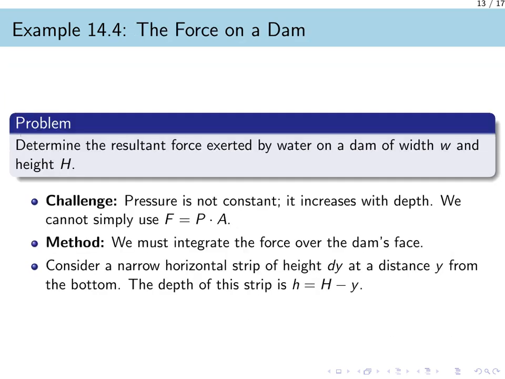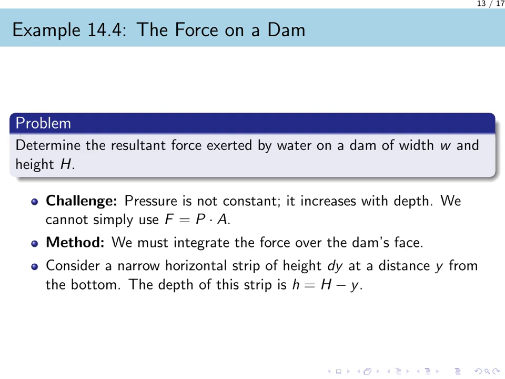Let us work through an important example: finding the total force that the water behind a dam exerts on its face. This problem is a great application of our pressure-depth relationship, but it comes with a challenge. The pressure is not constant over the entire face of the dam. It is lowest at the surface and greatest at the bottom. Because of this, we cannot simply calculate the force by multiplying a single pressure value by the dam's total area.